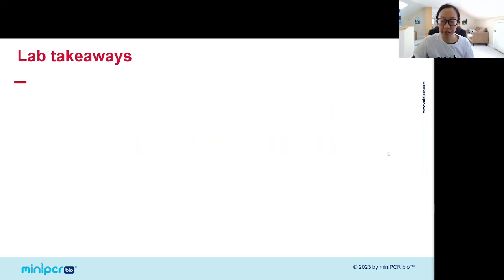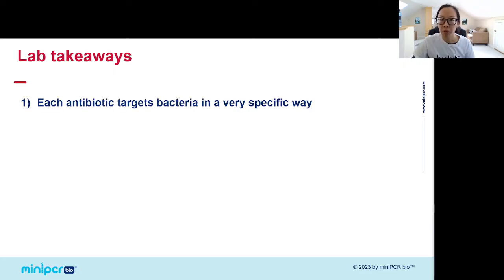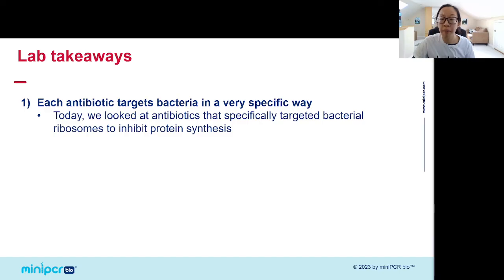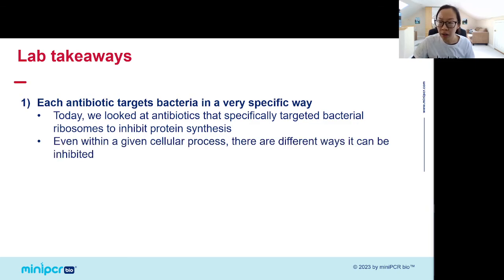All right, I know I covered a lot. So here are the 3 takeaways again that I want you to make sure you at least remember. First is that each antibiotic has a different mechanism of action. The ones we looked at today specifically target bacterial ribosomes, but there are so many other antibiotics that target other processes. And even within a given target, such as ribosomes, there are specific ways they can be inhibited. Like again, kanamycin blocks mRNAs versus streptomycin blocking tRNAs from binding to the ribosomes. All right, that's takeaway number 1.